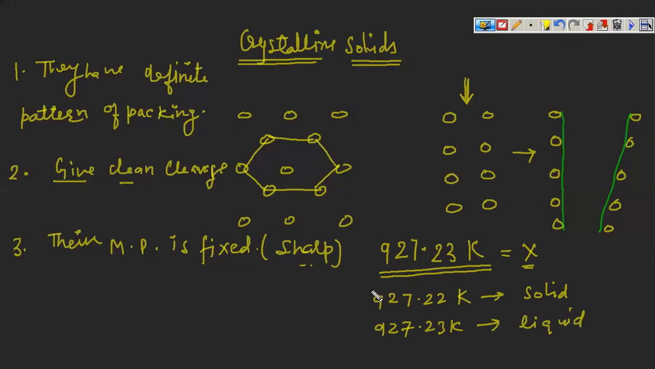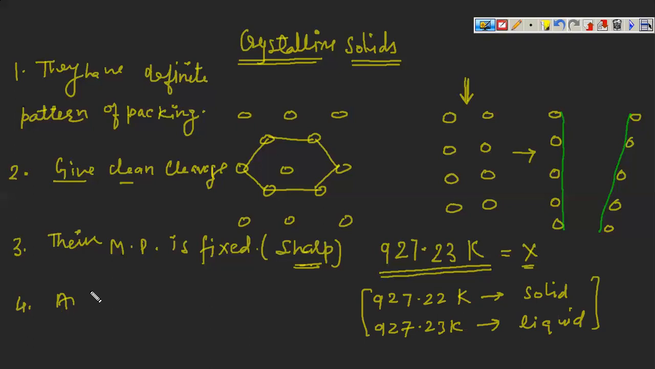So within a moment it changes to liquid. This is what a sharp melting point is. Crystalline solids have a sharp melting point, and the reason is a very simple reason: there is a definite arrangement of particles. And the next one is they are anisotropic.